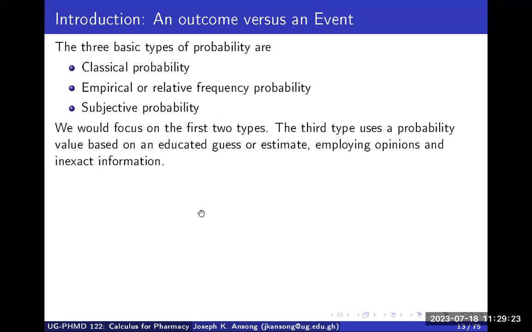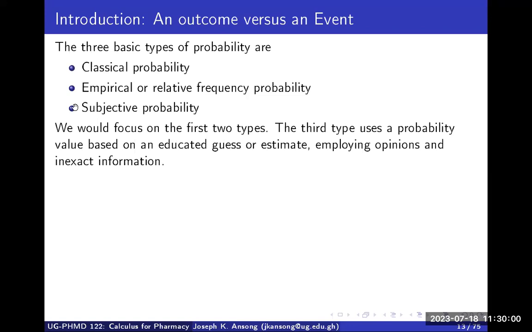So this is just an introduction. The 3 basic types of probability that we'll see are classical probability, empirical or relative frequency probability, and what is called subjective probability. We'll focus mainly on the first 2. Subjective probability has to do with probability based on some educated guess or estimates that you make, based on experience, based on opinions of other people. So it's based on inexact information.